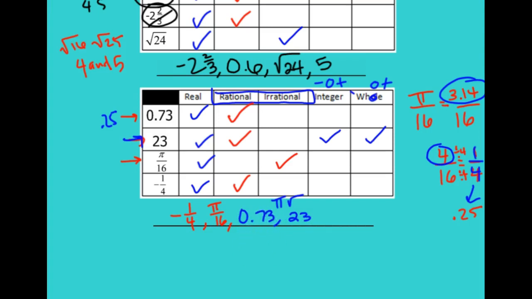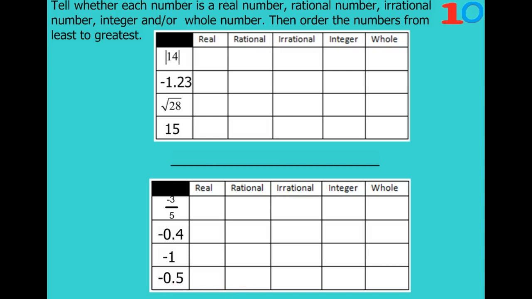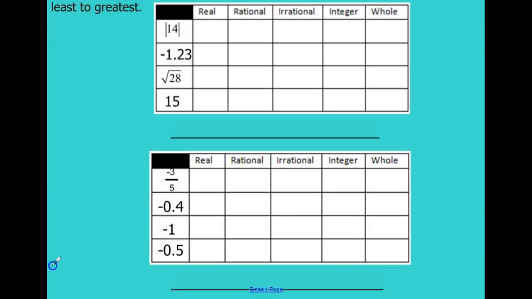Alright, let's continue on. We got a couple more. We're going to do just the bottom one on this one, because they're all negatives. It'll be a little bit trickier. So skip this one. If you want to do it on your own, you can.